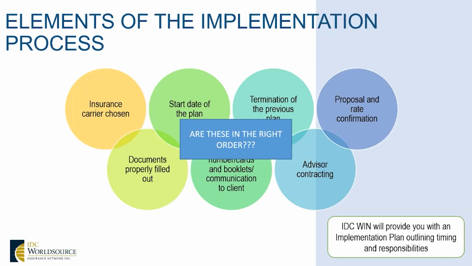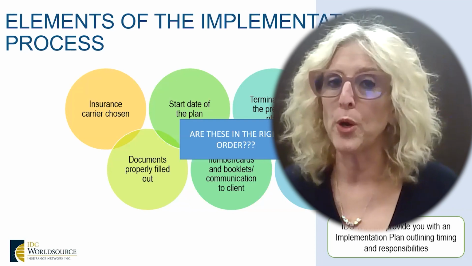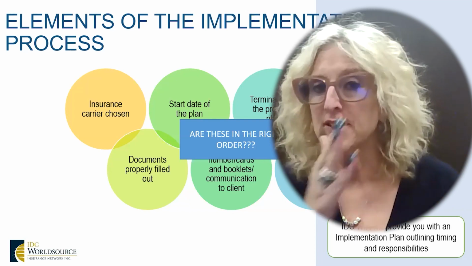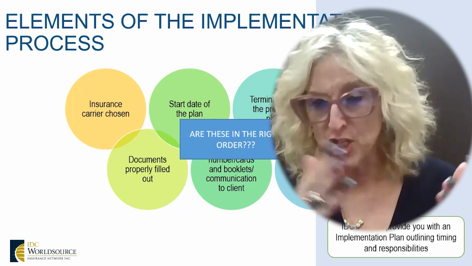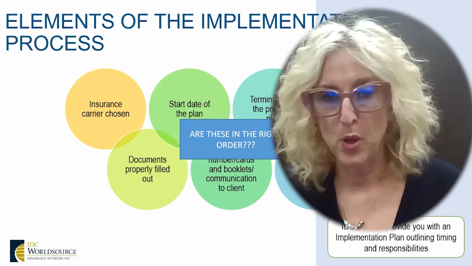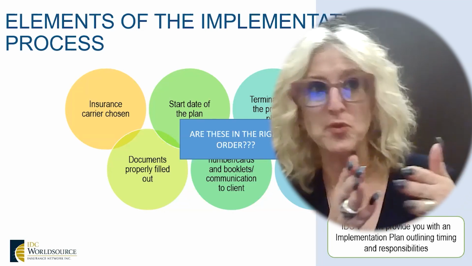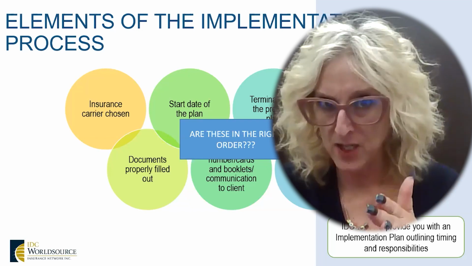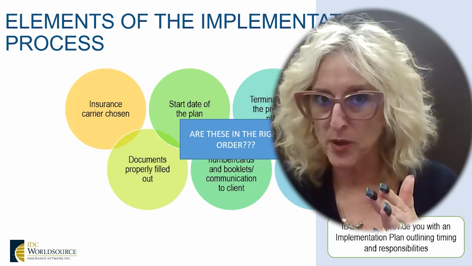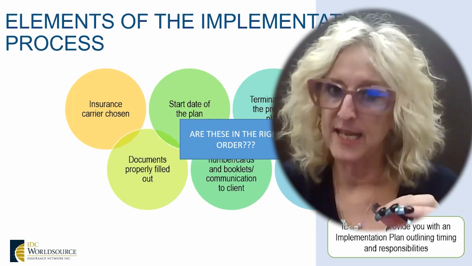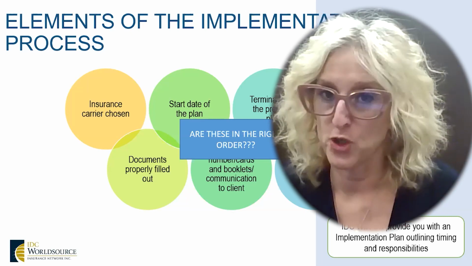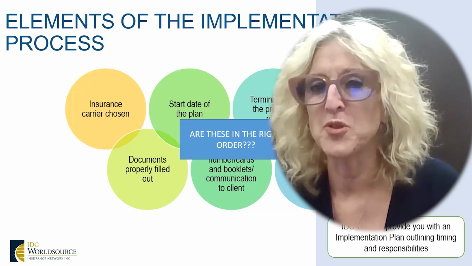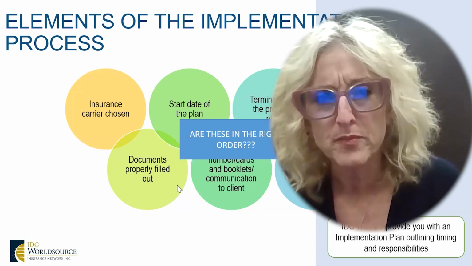Okay, so we want to make sure that we have the one the employer has chosen, especially if we've done alternates. Let's say you have a group that has gone through several different iterations of the proposal, and we've done 3 or 4 options for them. We want to make sure we're implementing the exact one, that the rates match what they want, and that we've highlighted the plan that they're choosing. So proposal and rate confirmations.